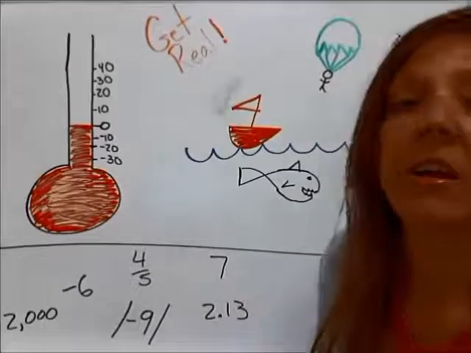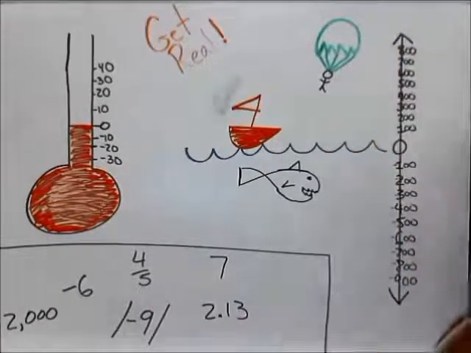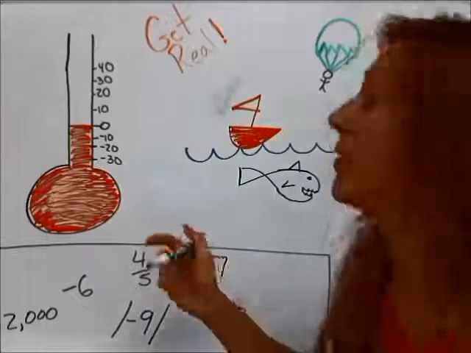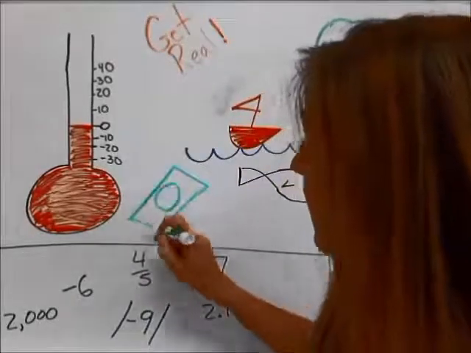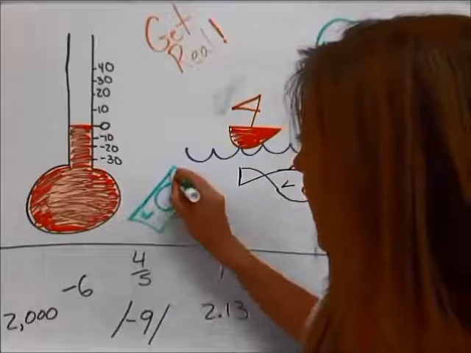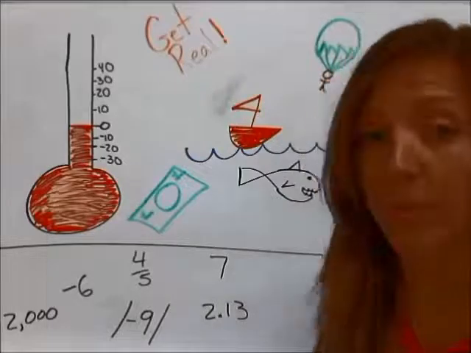Let's look down here at some other numbers. Also, let's think of money. When you think of money, we think of positives and negatives, because a lot of times when we spend too much, we end up in the negative. And when we save, we have a positive dollar amount.